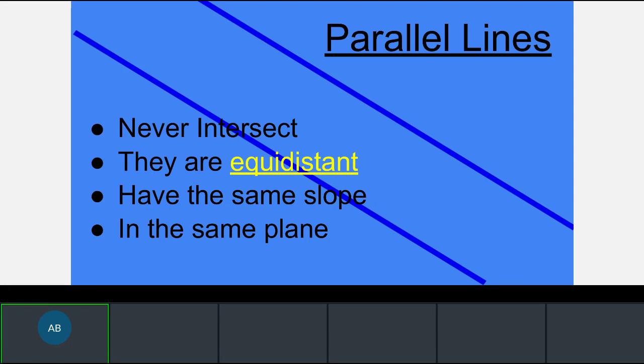So what I mean by never intersecting is if you take a look at this line right here and this line right here, you can see that they're never going to cross each other. And the reason that we know this is because they are equidistant. So the distance between the two lines will always be equal. So no matter where I measure this, if I measure the distance between the two lines, they're always going to be equal, that distance. So that's what equidistant means. They also have the same slope and they're in the same plane.